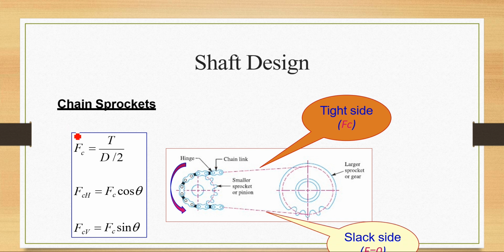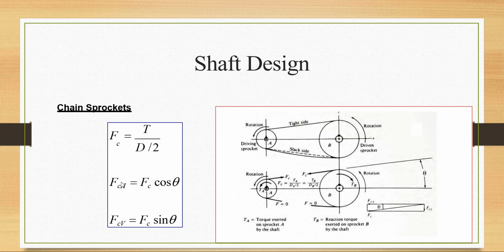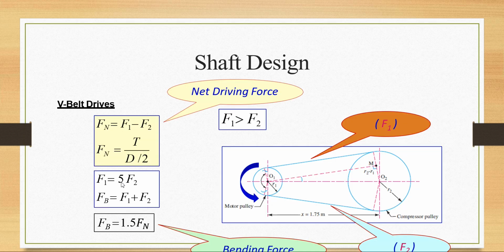So we have the driving force of the chain sprocket equal to torque over radius of the sprocket, and then if the force is at a certain angle like 10 or 20 degrees, or whatever the angle is, we have to resolve it into rectangular components. This is also written like this.